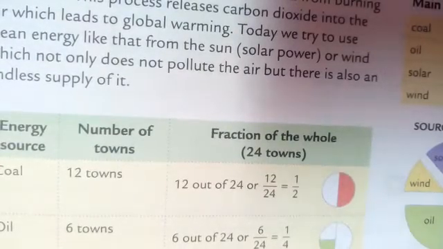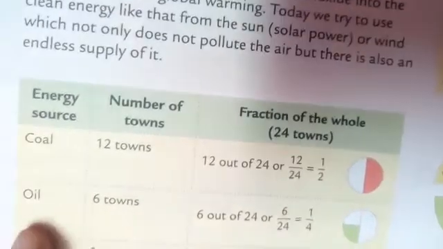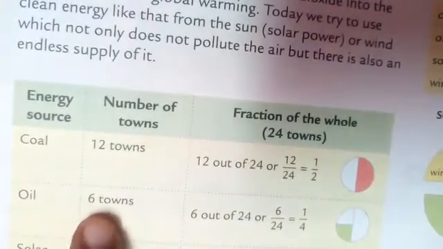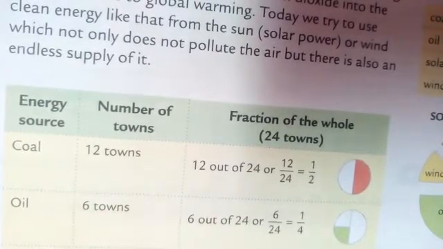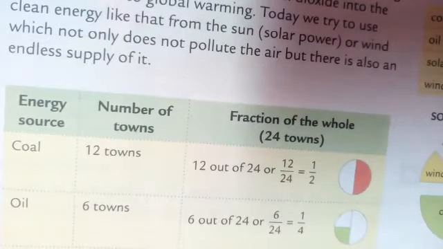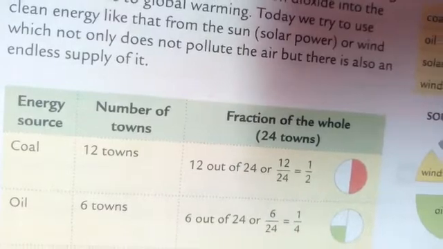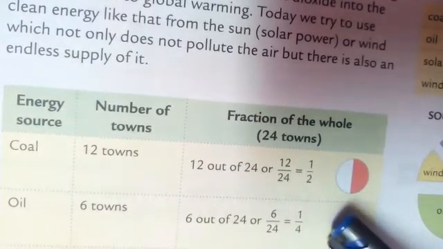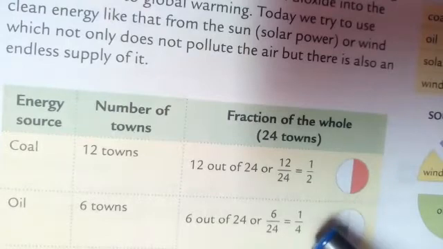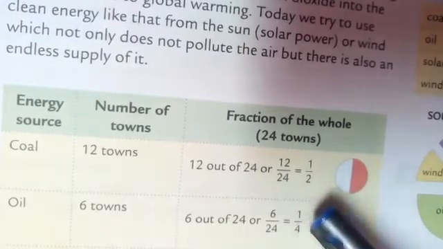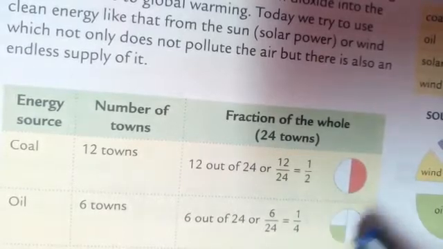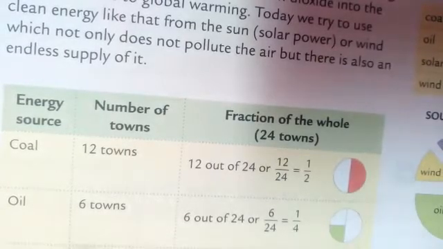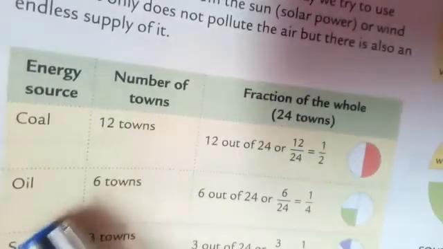Okay, next the second energy source is oil. Oil is depended on by 6 towns. So again you have to find 6 out of 24. Out of 24 towns, 6 towns are depending on oil energy. So 6 out of 24, 6 by 24. And what do you get when you simplify? 1 by 4. This 1 by 4 helps us to shade the circle. So 1 by 4 of the circle should be shaded to show the second energy source.